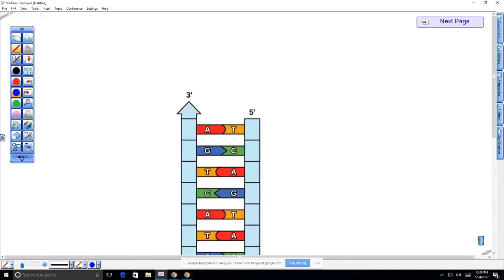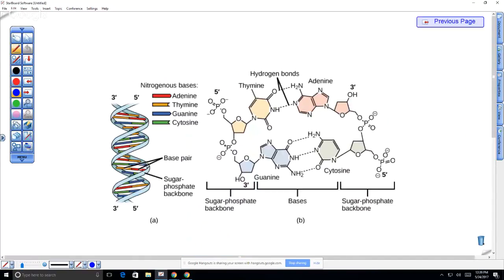Let's show you this. Okay, so here, this is my ladder, these are the sides of my ladder, and this is my rung. And so notice that a little nitrogenous base pairs up with a larger one here. A little one pairs up with a larger one here. So you should be able to figure out the parts of the nucleotide from a diagram like that.